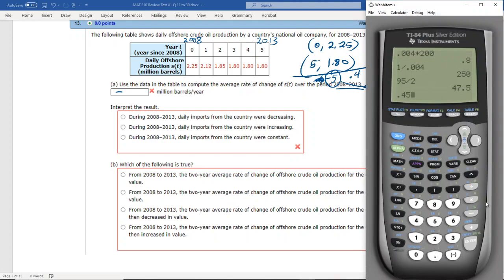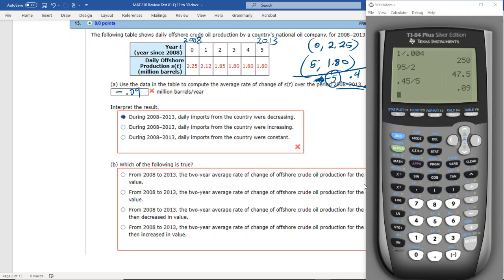Is that going to be 0.9, 0.09 maybe? 0.09. Interpret the results. So during this period, daily imports from the country were decreasing. Certainly that's true. They were not increasing, they were not constant. They're decreasing by this amount, negative 0.09.